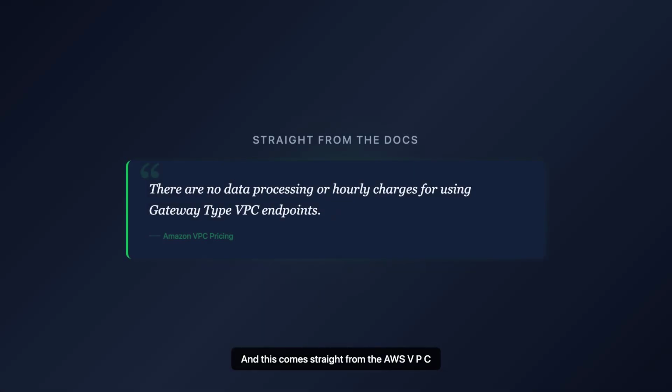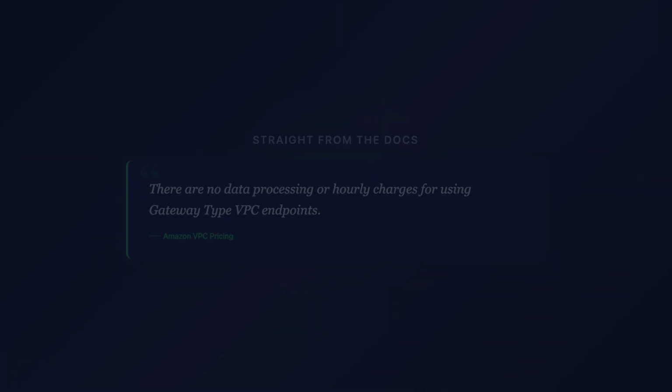And this comes straight from the Amazon Web Services VPC pricing page. There are no data processing or hourly charges for using gateway-type VPC endpoints. Read that carefully. No per gigabyte fee and no hourly fee either. Gateway endpoints are genuinely free. That's what makes swapping S3 traffic off the NAT gateway a pure win with no downside.